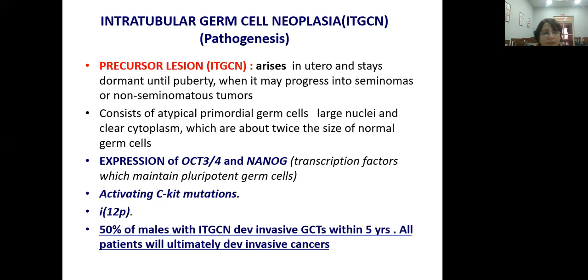Now 50% of males with intratubular germ cell neoplasia, if they have this precursor lesion, are going to develop germ cell tumors within 5 years. And all of them are ultimately going to develop cancer in the later phases of life. Intratubular germ cell neoplasia agar hai, so within 5 years, 50% are going to develop invasive testicular cancer. And after 5 years, ultimately, 100% of patients are going to develop invasive cancers.